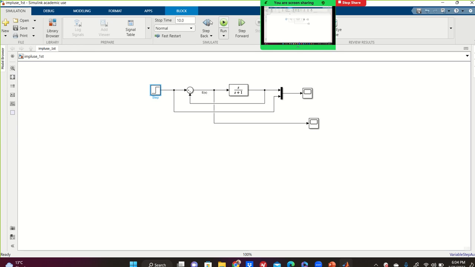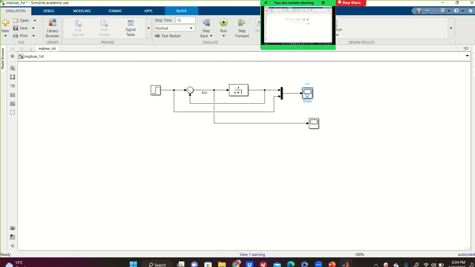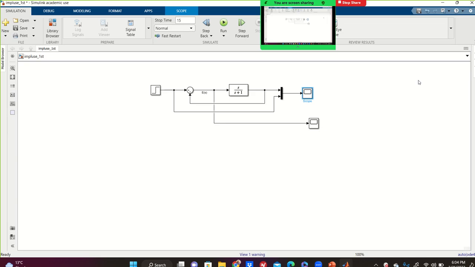And now I'm going to set this to 15 seconds and run it. Here we go. You have to have the impulse response, even though you have a step input here. Exactly. Okay, here we go. You see? As we had in the MATLAB code. And obviously, the error signal must go to 0.